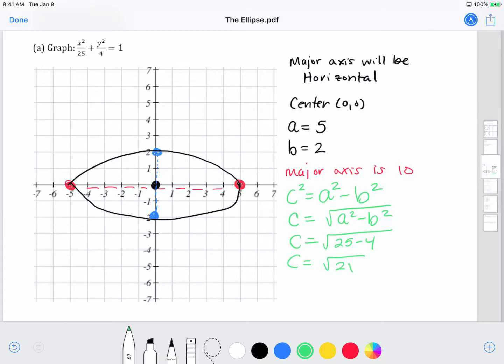Now that is the exact value. If we wanted to graph the focus point on the grid, we would have to have a decimal approximation. So when I put that in on my calculator to get a decimal approximation, I'm going to get approximately 4.58. So about 4.5. So my focus point here is going to be here and here. It's going to come out 4.5 in either direction from the center. So my focus points here are going to be pretty close to my vertices along the major axis.